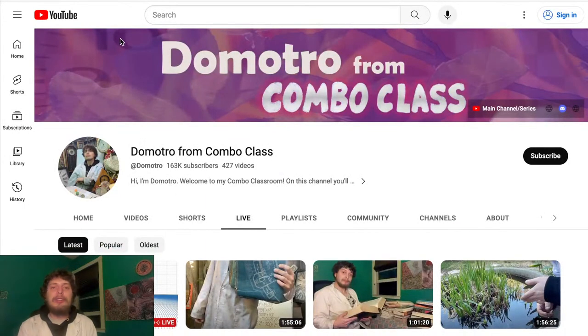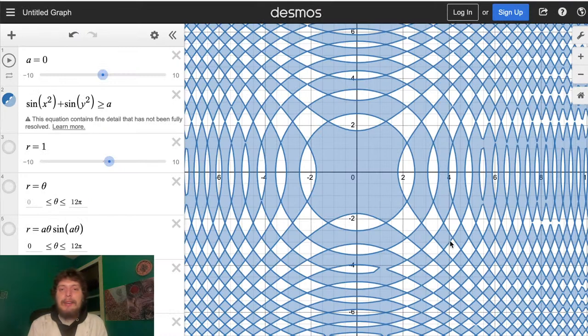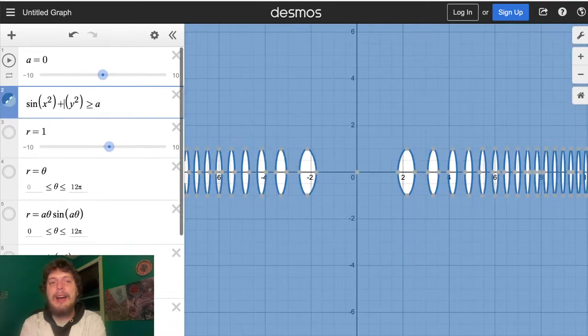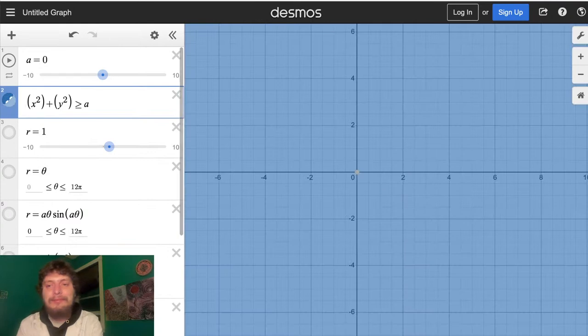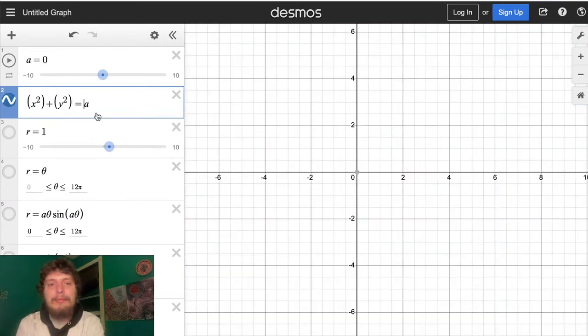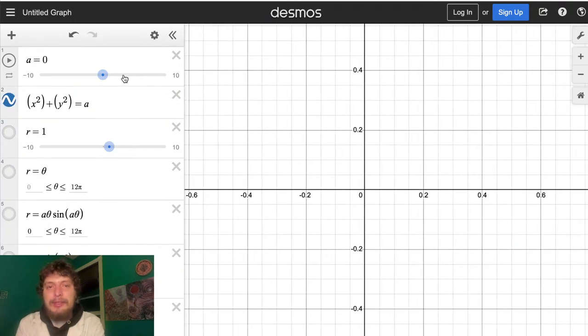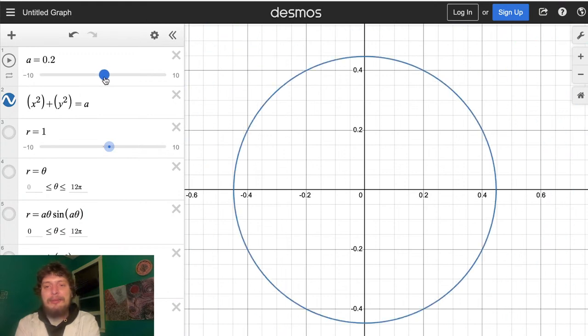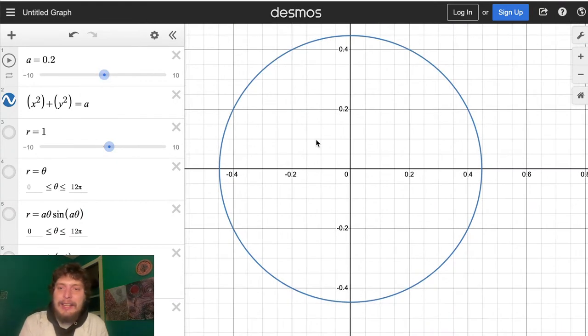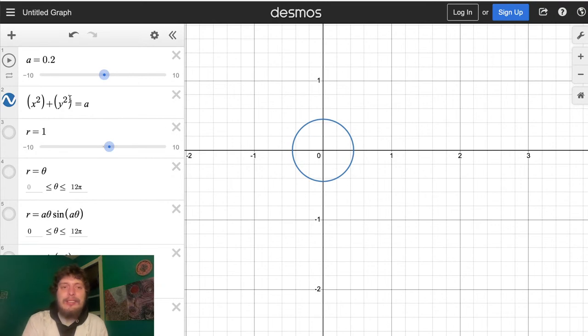And usually we use XY type coordinates. But there's another type that's an option called polar coordinates. Now, if I say X squared plus Y squared is more than A, well, let's just say equals for now to keep it simple. I got to zoom in and I set A to 0, so it's not doing anything. But when I have an actual non-zero A, I get a radius for a circle. This is a circle equation in terms of XY coordinates.